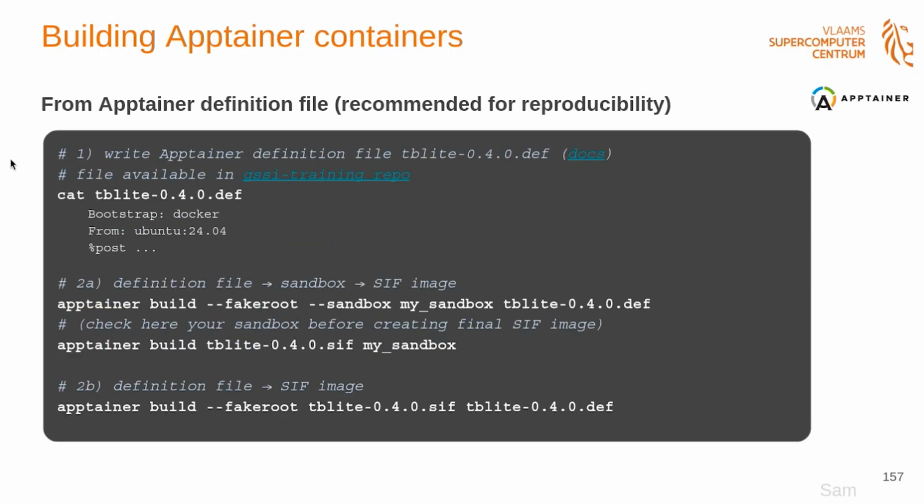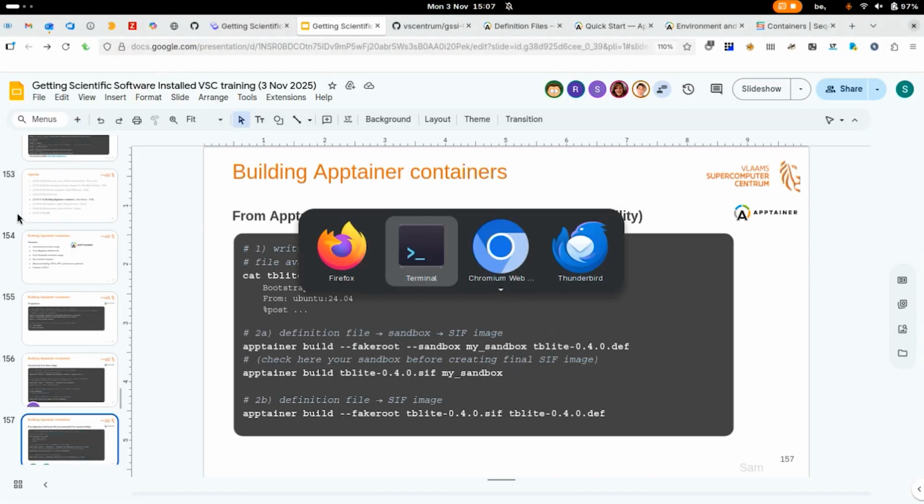So once we know how to build it, we have written all the steps that we need to do to get it running. Then we can create our Apptainer definition file. And I've already created a definition file for you for building the TB-Lite demo example that we showed this morning. So you can find it in the GSSI training repo if you want. So let's take a look at this file.